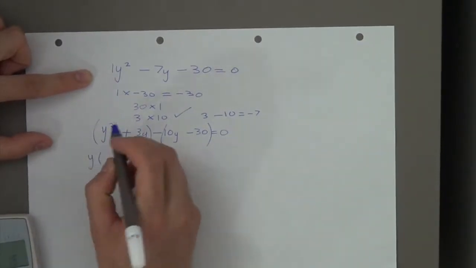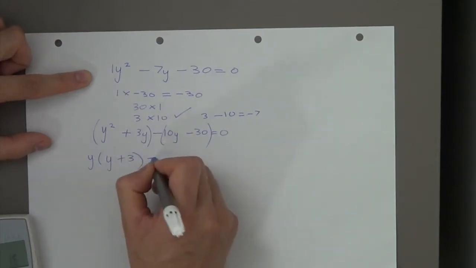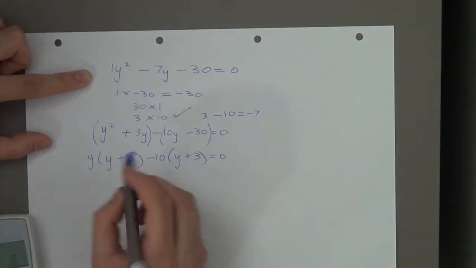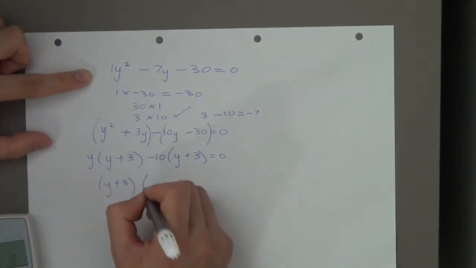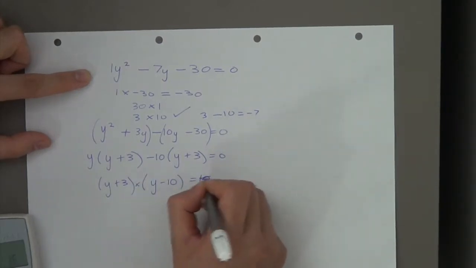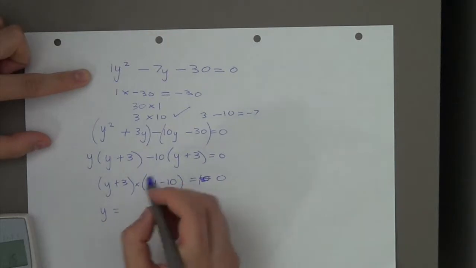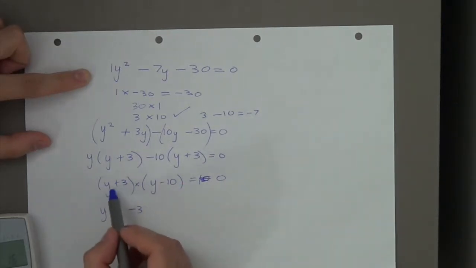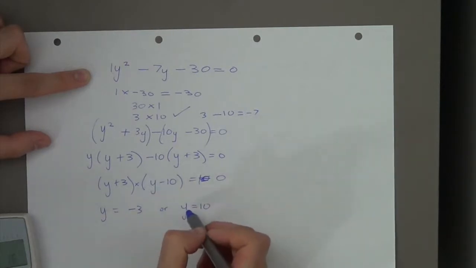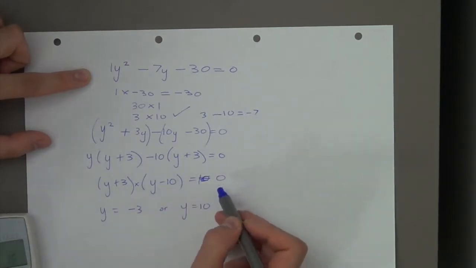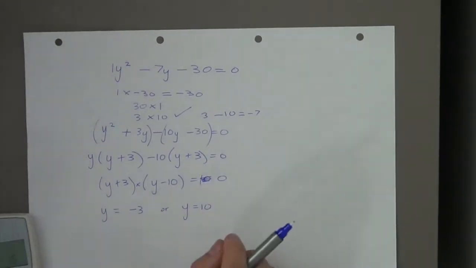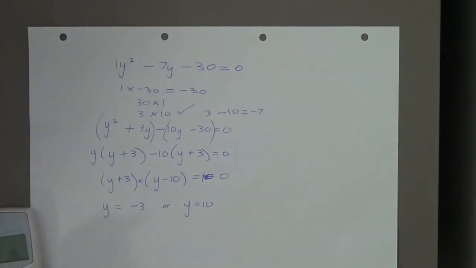So I'm going to factorize y plus 3 minus 10, y plus 3 equals 0. I can factorize these brackets again. Y plus 3 times y minus 10 equals 0. Therefore y is equal to minus 3, okay? Because this will become 0, so that becomes 0, or y equals 10. If I substitute this into this, that becomes 0 and that becomes 0, okay? And so we solved it, okay? And that's 3 marks. Right, next question.